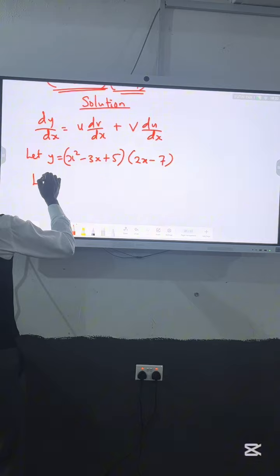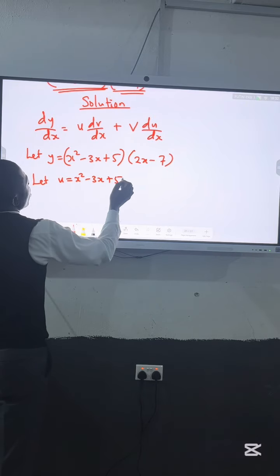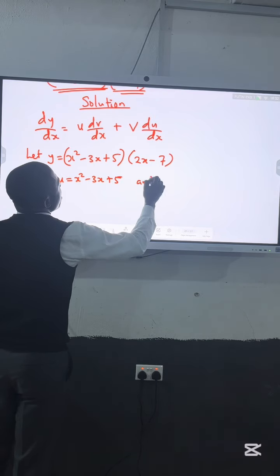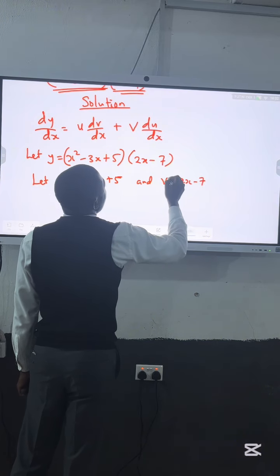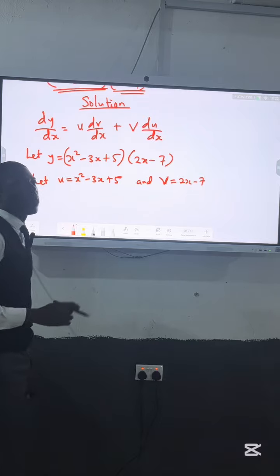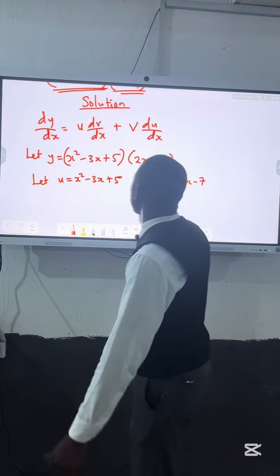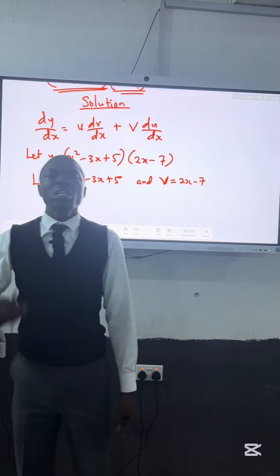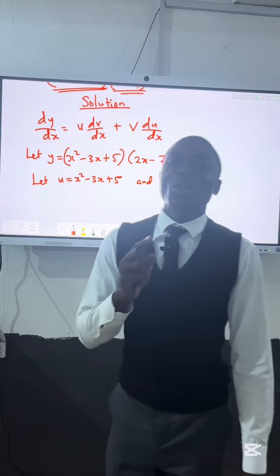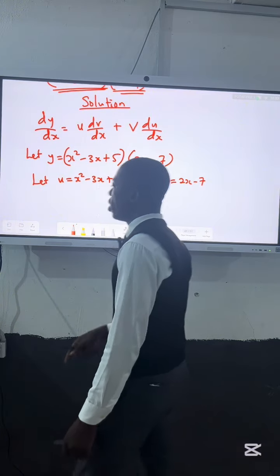Now, you're going to say again, let this first algebraic expression be called u. Let u be x squared minus 3x plus 5. And the remaining thing in the second bracket, let v be 2x minus 7. Let v be the second expression in the second bracket. One good thing about this is that even if you call this one u and this one v instead, for product rule of differentiation, it will still work. But please, just for now, call the first one u and the second expression v.